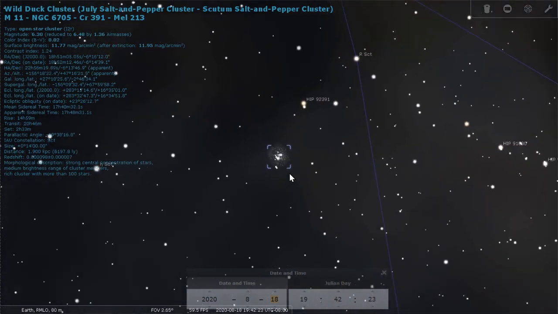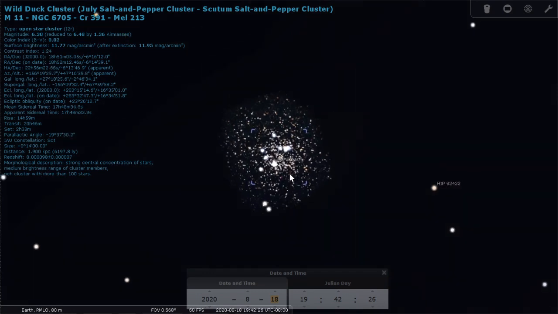But M11 is known as the Wild Duck Cluster, and it is a great object for a good telescope. It really is a nice, dense, open cluster of stars. An open cluster of stars is a relatively young set of stars. This one is on the order of around 6,200 light years away, and its diameter is about 25 light years across. The estimated age can range around 220 million years old, which is pretty young as far as stars go. I highly recommend trying to spot this one. It is a great one if you've got a good telescope for it.